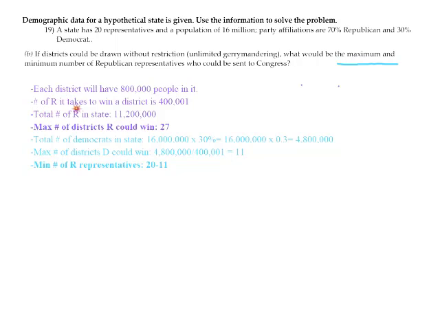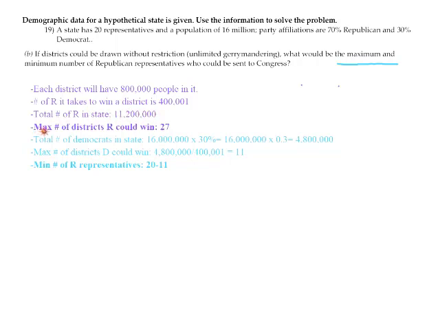So the number of Republicans it takes to win a district is 400,001. Again, we did that by taking the number of people in each district, 800,000, and dividing it in half to get 50% of the population. And to get a majority, we have to add 1, so that's why it's 400,001. The total number of Republicans in the state is 11,200,000, and we solved that by multiplying the population of 16 million by the party affiliation of 70%, so we multiplied by 0.7 to get 11,200,000.